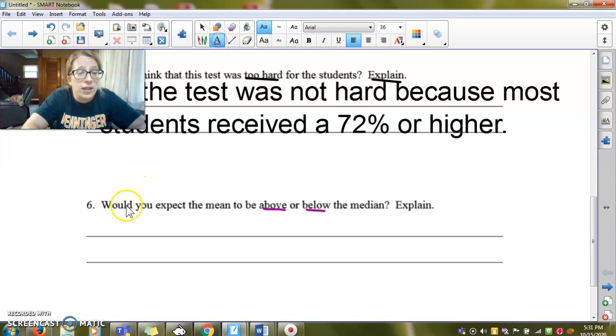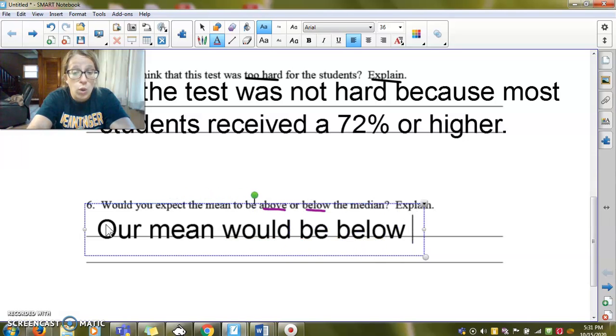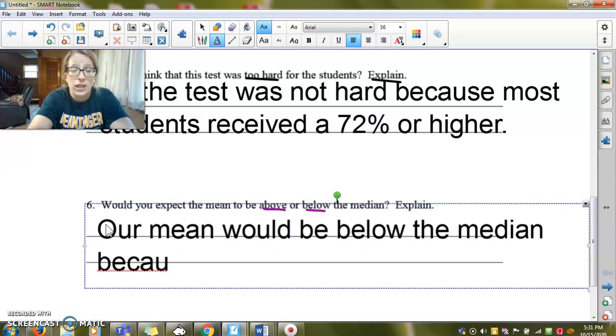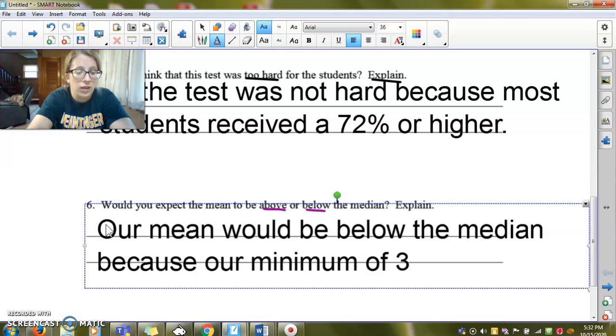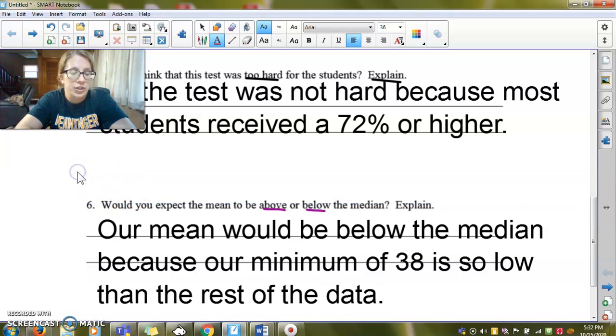Let me change that. Our mean would be below the median because our minimum of 38 is so low compared to the rest of the data. And I'm writing this quite large just to be able to have you see it.